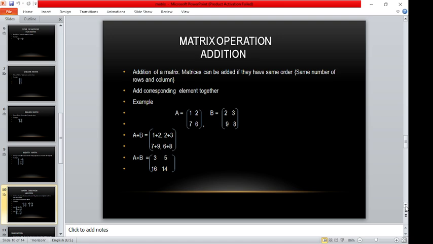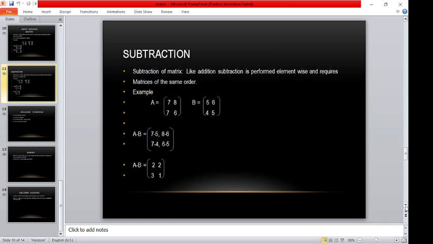So we are going to take the first element in the first matrix and the first element in the second matrix, that is 1 plus 2, and then we are going to take 2 plus 3, 7 plus 9 and 6 plus 8. When we add using our calculator, we are going to have matrix A plus B is equal to 3, 5, 16 and 14.